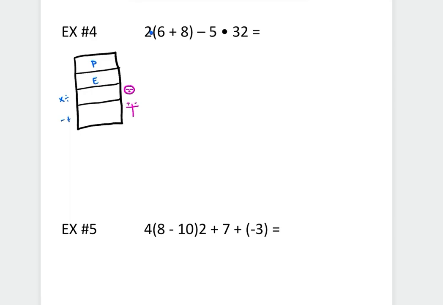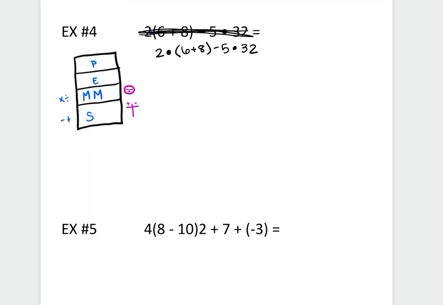So I'm going to rewrite that just so it's a little bit easier. I have 2 times parentheses 6 plus 8 minus 5 times 32. I can't get rid of the parentheses because there's something in it, but there still is multiplication in between there. So now I can fill in the rest of my chart. I have multiplication, which we just put in there. This adding right here, this does not count as adding because it's the parentheses. So I'm not going to put an A for adding. That counts as parentheses. I have a subtract, and I have another multiply.